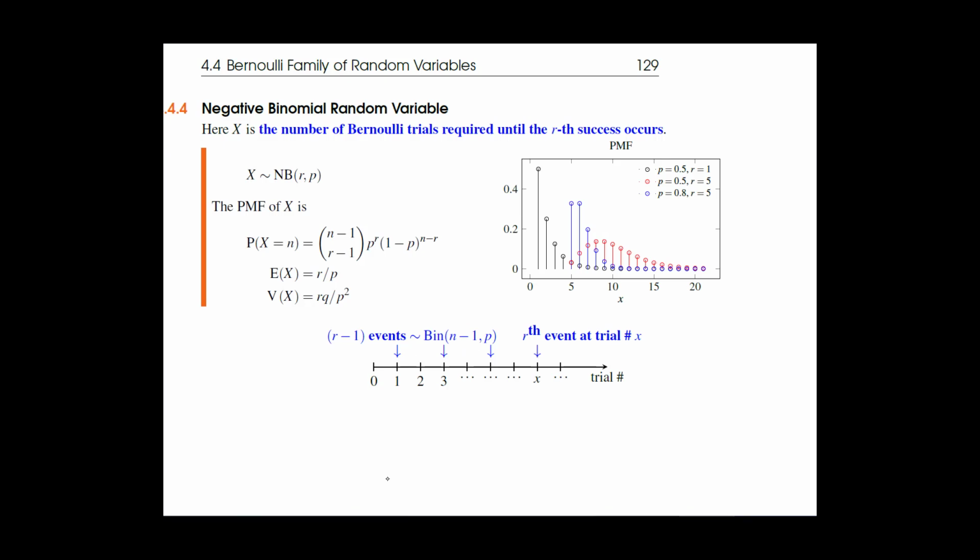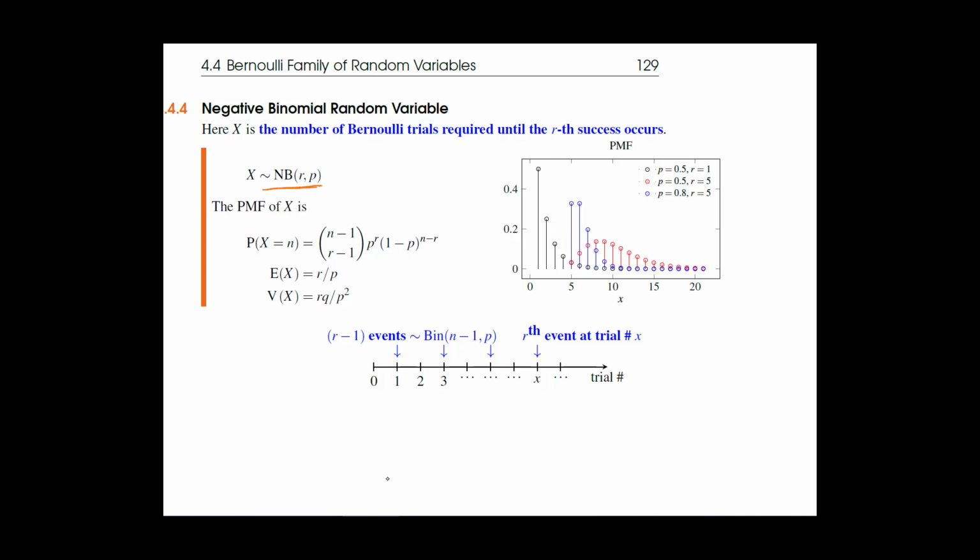Okay, so let's keep talking about these distributions. Now we're going to talk about the negative binomial distribution. It's a generalization of the geometric random variable. So it's going to be the number of Bernoulli trials until the rth success, right? And geometric was until the first success occurs. So you're flipping that coin until the fifth head, for example. So that's our notation. Negative binomial, two parameters r and p.